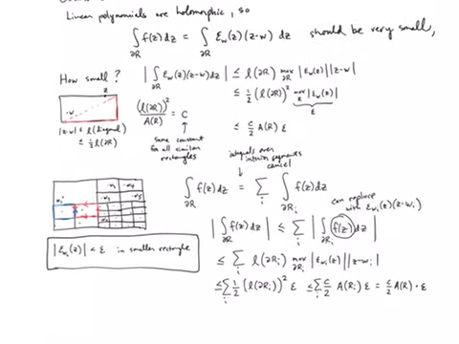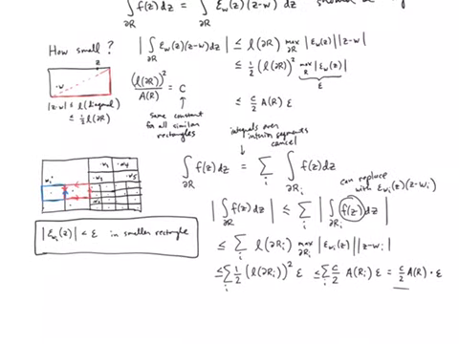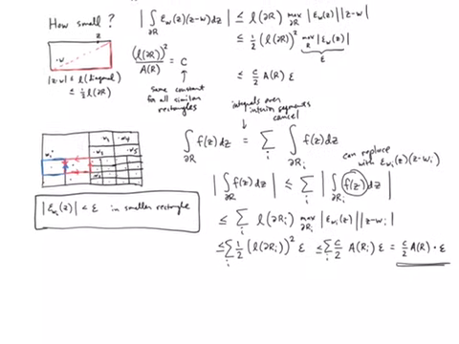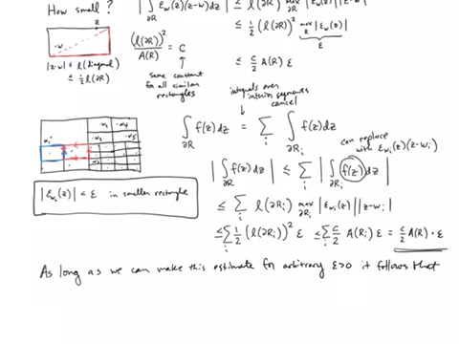Right, but this epsilon was arbitrary. So I'll say it this way: as long as we can make this estimate for arbitrary epsilon greater than 0, it follows that the integral around the big rectangle of f of z dz equals 0.